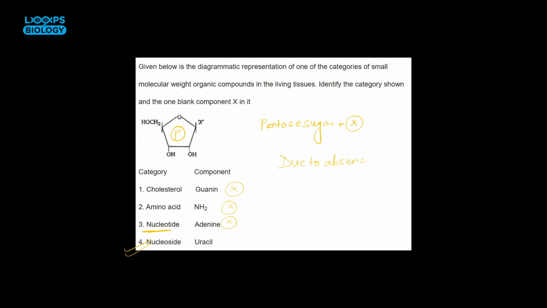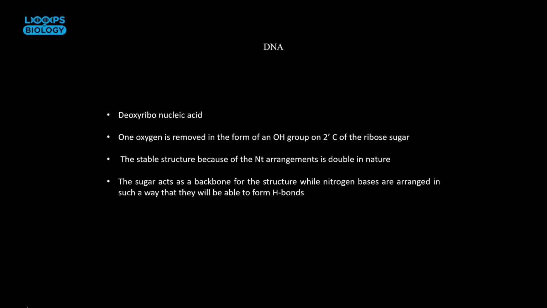Due to the absence of a phosphate group, the particular answer should be nucleoside. So let's talk about the first main component of the nucleic acids, that is DNA, which is called deoxyribonucleic acid. In DNA, from the 2 prime carbon of the sugar, the OH group is removed. That's why it is called deoxy. That means one oxygen less, one oxygen is less on the 2 prime carbon in the form of a hydroxyl group.